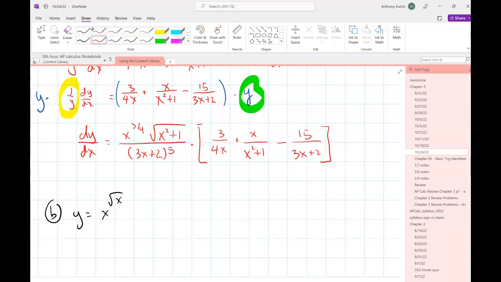So what can we do here? This is a kind of a problem that screams, please use logarithmic differentiation on me, where I have a variable in the base and a variable in my exponent.